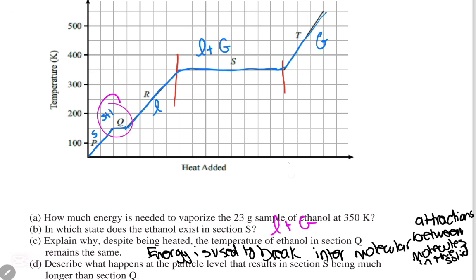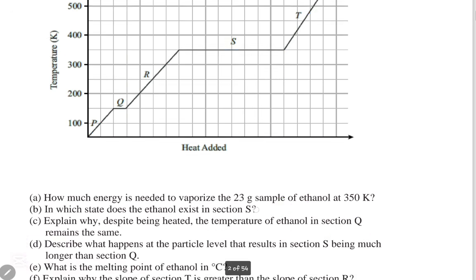So again, let's think about it again. Why, despite being heated, does the temperature of ethanol in section Q remain the same? In section Q, it exists as a solid and a liquid. Why does the temperature stay the same? Very simply, because the energy we have is used to break the intermolecular forces, or the intermolecular attractions, between the molecules in the solid, and this will cause what? This will cause it to change state, and thus it will end up being a liquid at R. And this is why the temperature stays the same. We'll move on to part D.